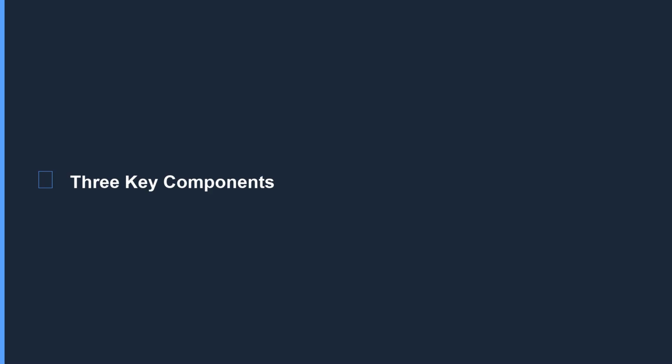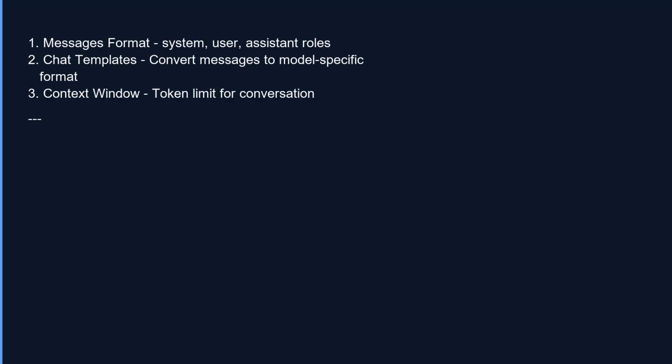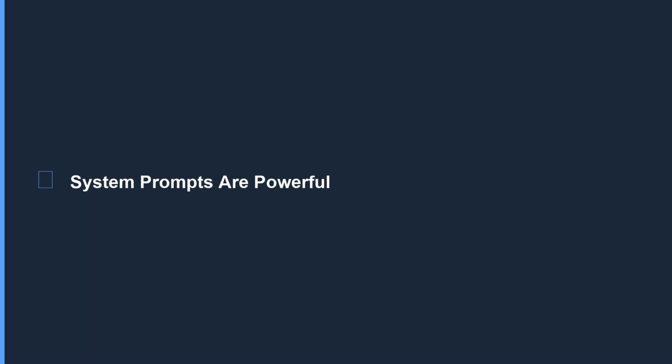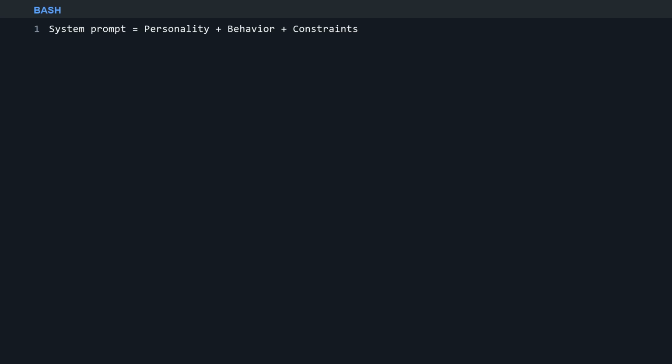Let's now look at 3 key components. 1. Messages format, system, user, assistant roles. 2. Chat templates, convert messages to model-specific format. 3. Context window, token limit for conversation. Let's now look at system prompts are powerful. Here's the bash code for this section, starting with system prompt: persona plus behavior plus constraints.